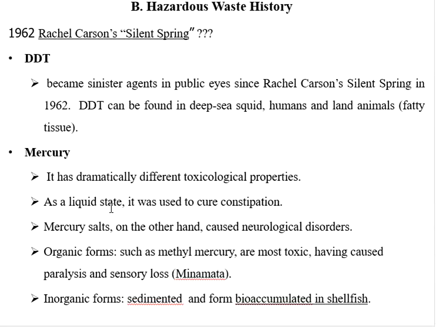Mercury is the second one, which is dramatically different in toxicological property. As a liquid, it was used to cure constipation; mercury salt, on the other hand, caused neurological disorders. There are organic forms and inorganic forms. The organic forms are more toxic than the inorganic forms. Inorganic forms are found in sediment and bioaccumulate in shellfish. But this caused paralysis and sensory loss, which is commonly known as Minamata.